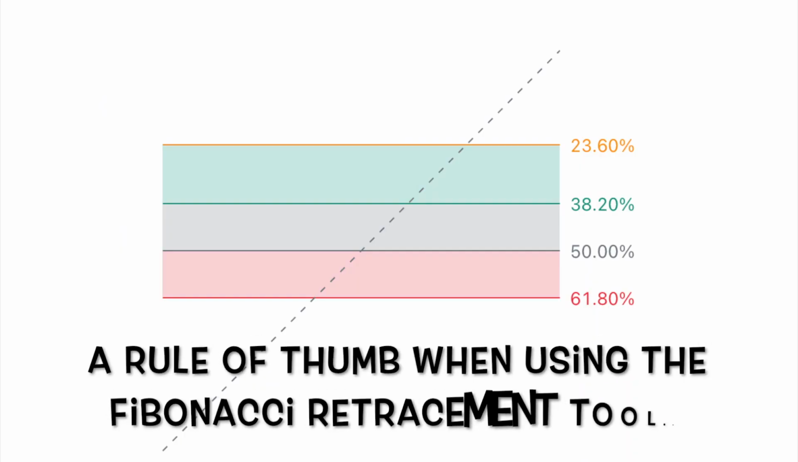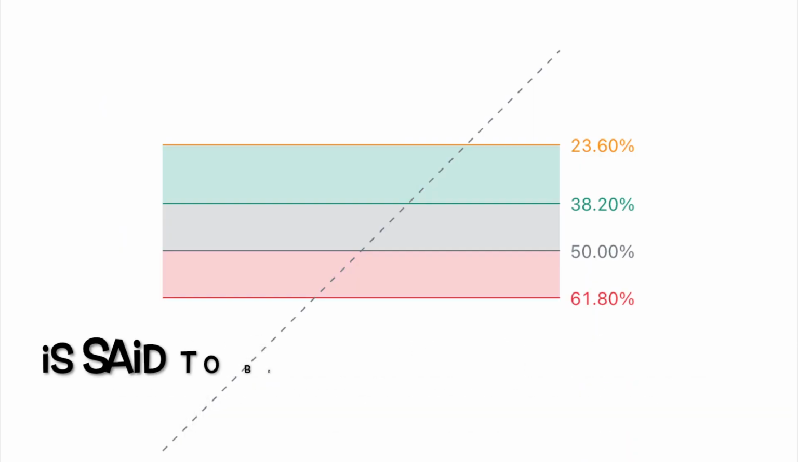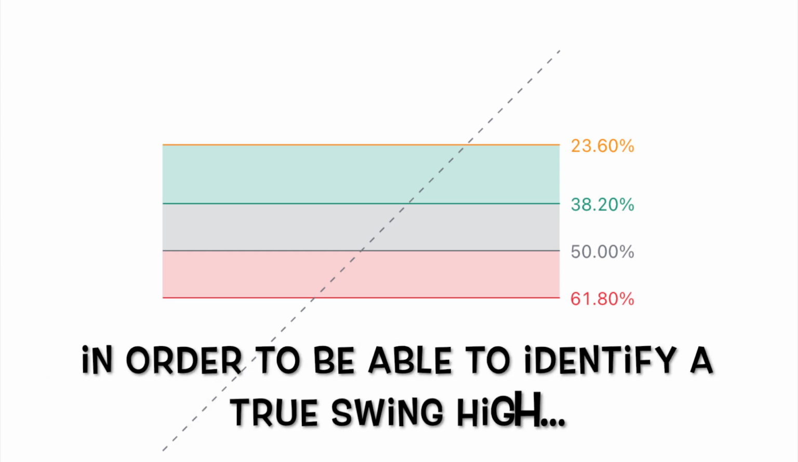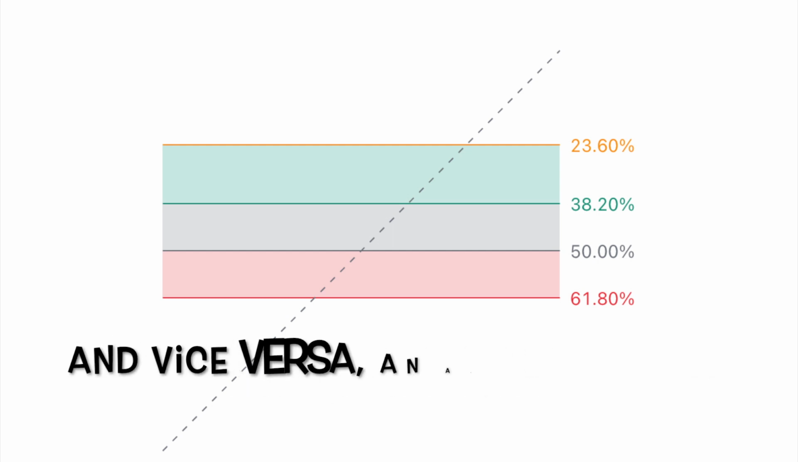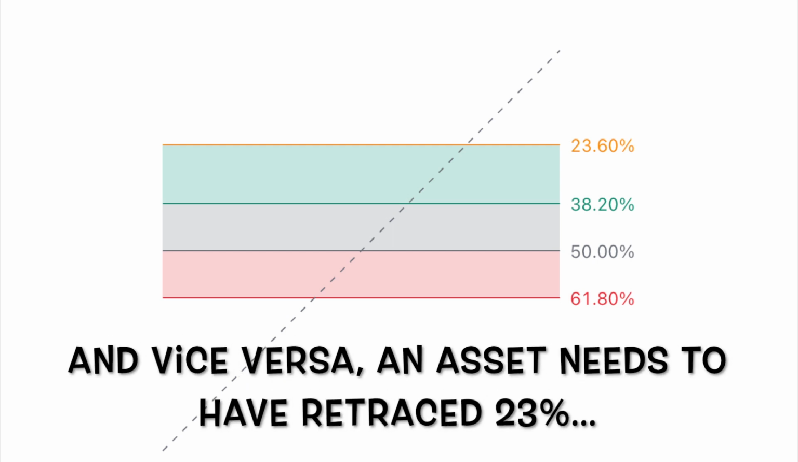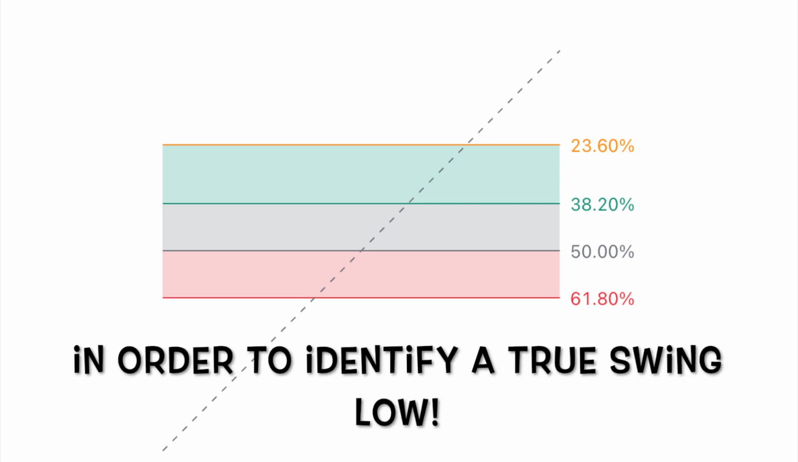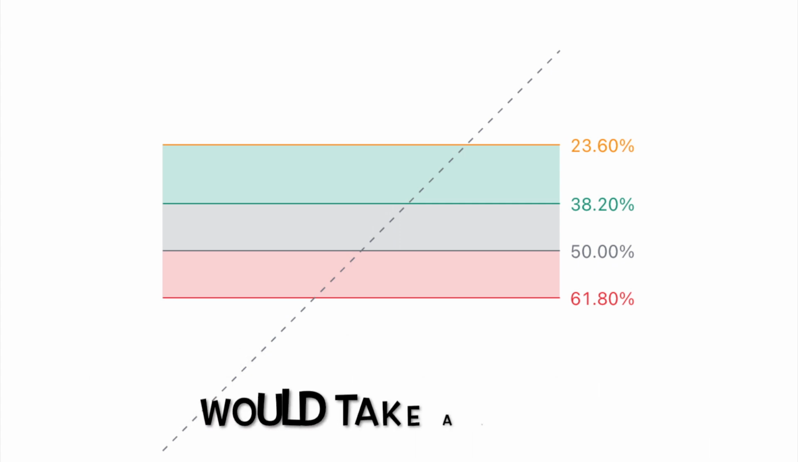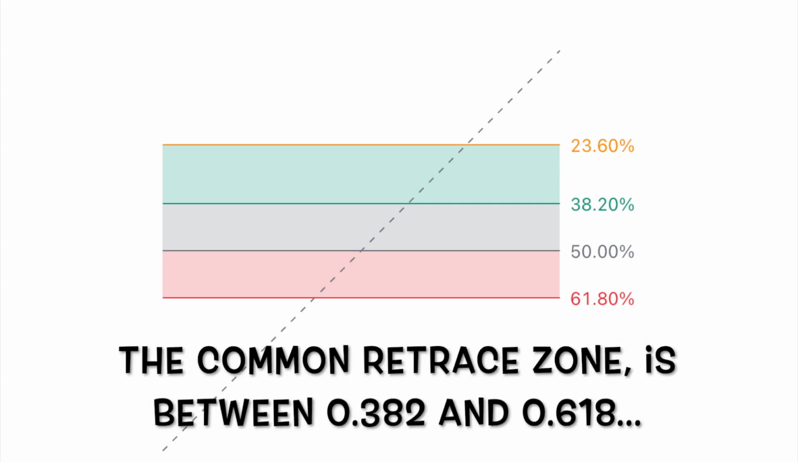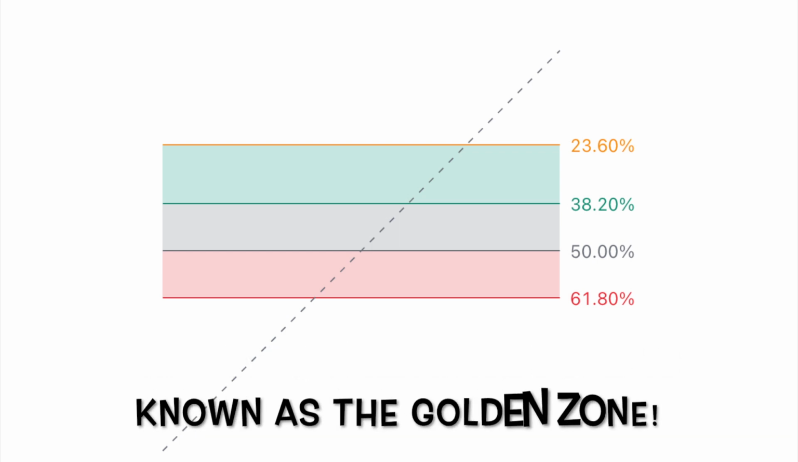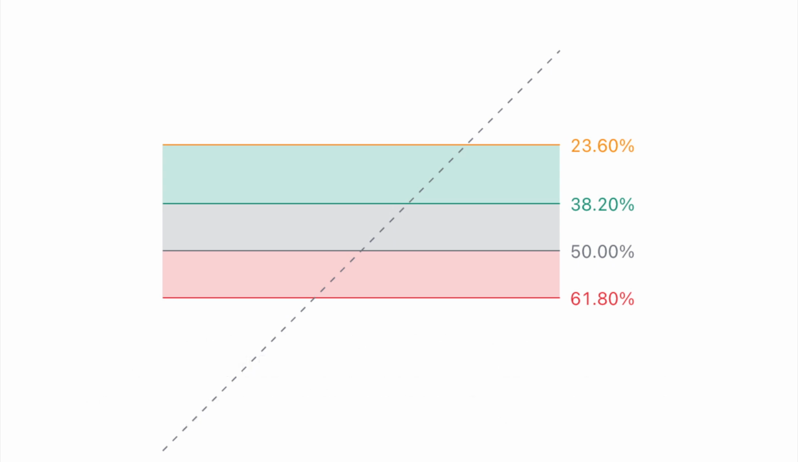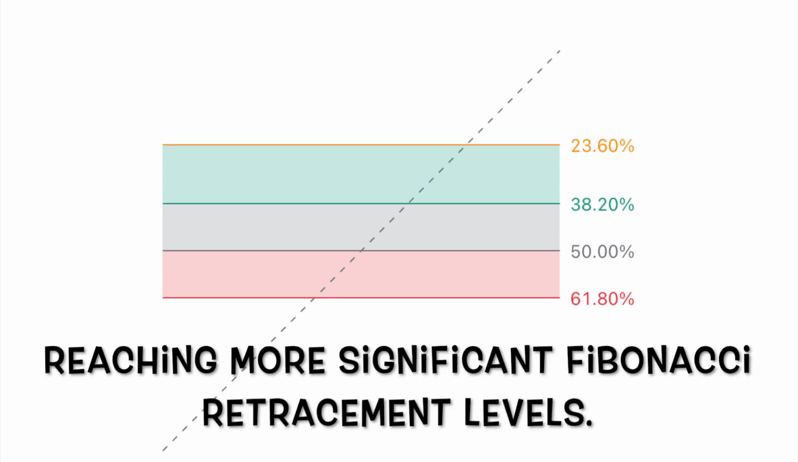A rule of thumb when using the Fibonacci retracement tool is said to be, an asset needs to have retraced around 23% in order to be able to identify a true swing high. And vice versa, an asset needs to have retraced 23% in order to identify a true swing low. If this doesn't occur, then it is unlikely that traders would take a trade. The common retrace zone is between 0.382 and 0.618, known as the golden zone. It is important to note that price can still continue in either direction, reaching more significant Fibonacci retracement levels.